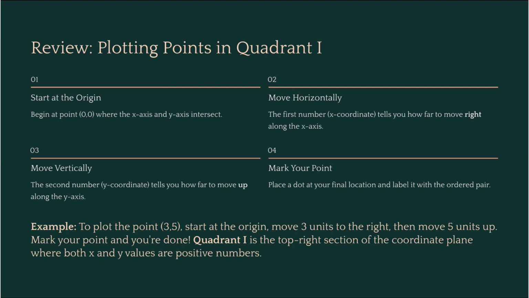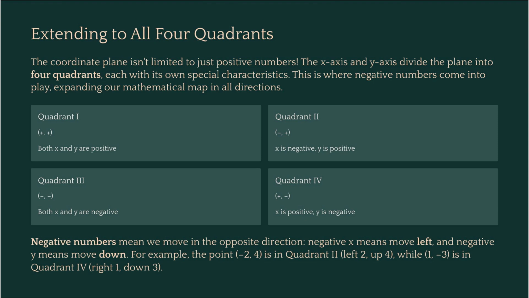In earlier grades, you probably focused on quadrant 1, the area where both the x and y values are positive. To plot a point like (3, 5), you start at the center, the origin, and move 3 units to the right along the x-axis, then 5 units up along the y-axis. It's like navigating a neighborhood map, right first, then up. But now, we're opening up the map to include negative numbers.